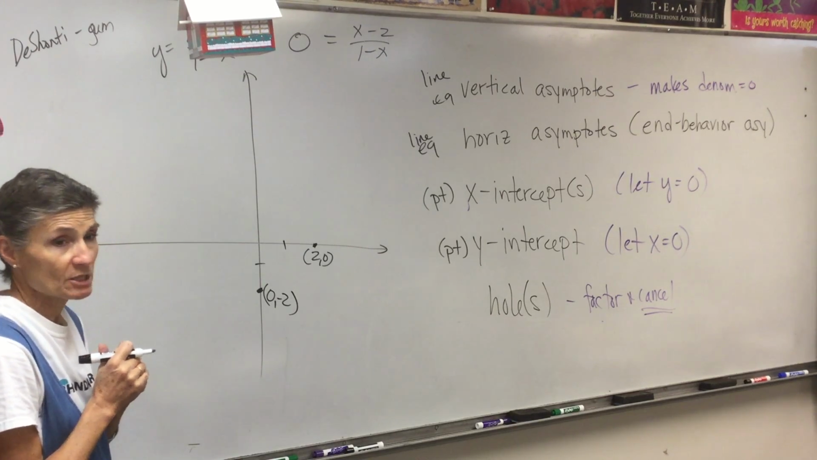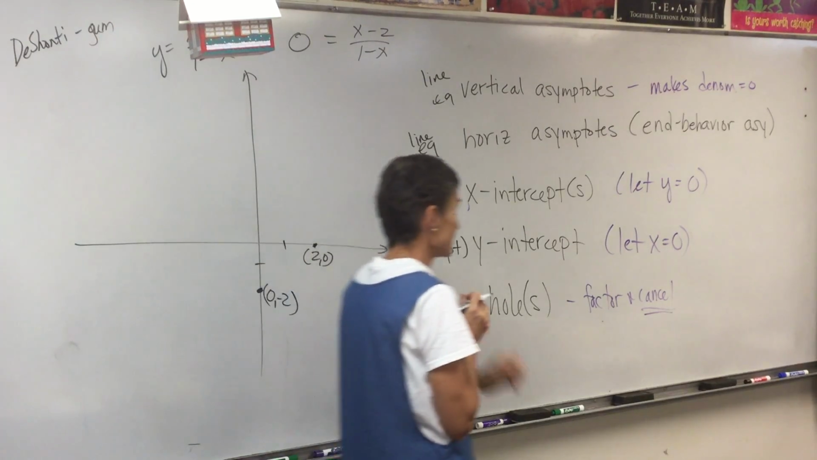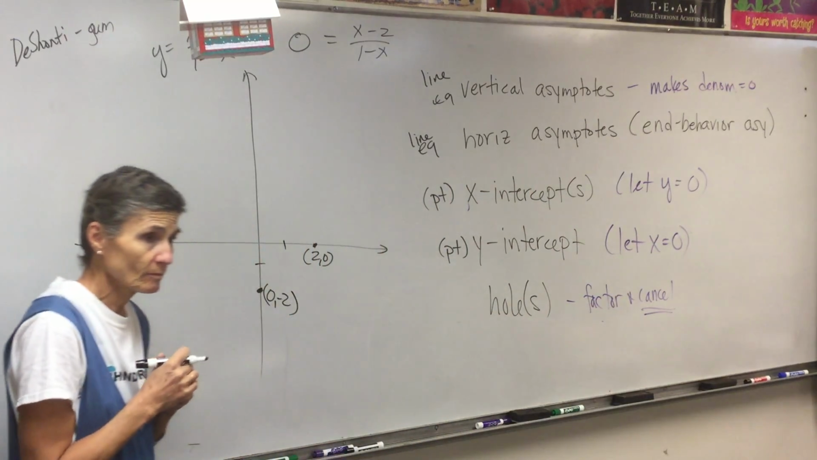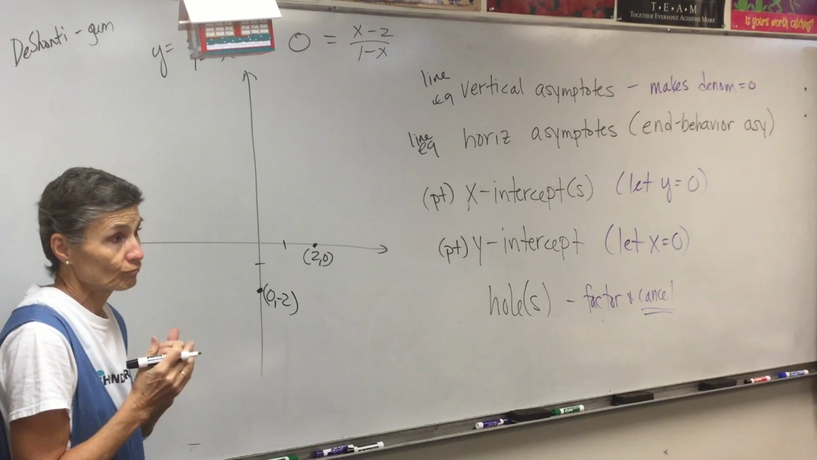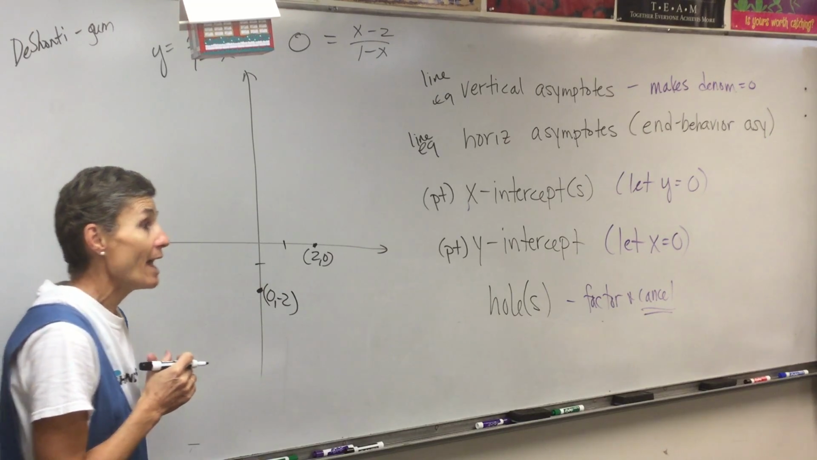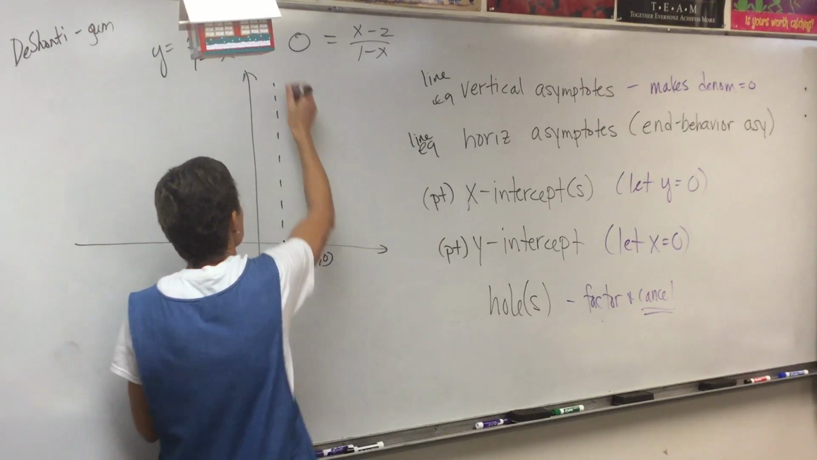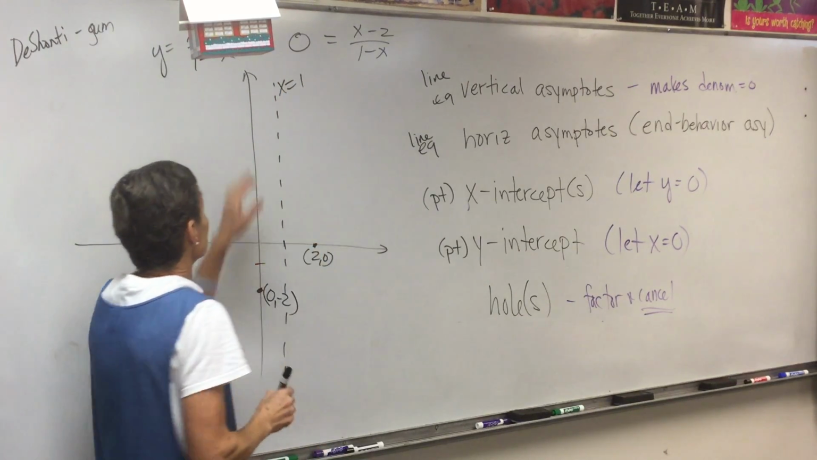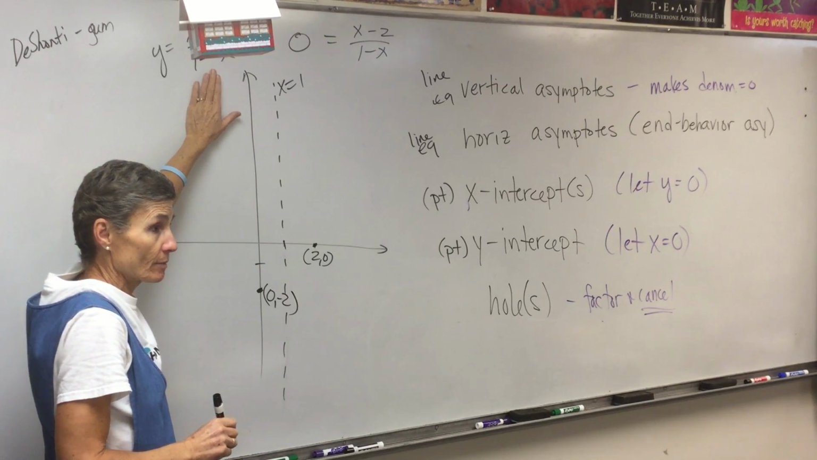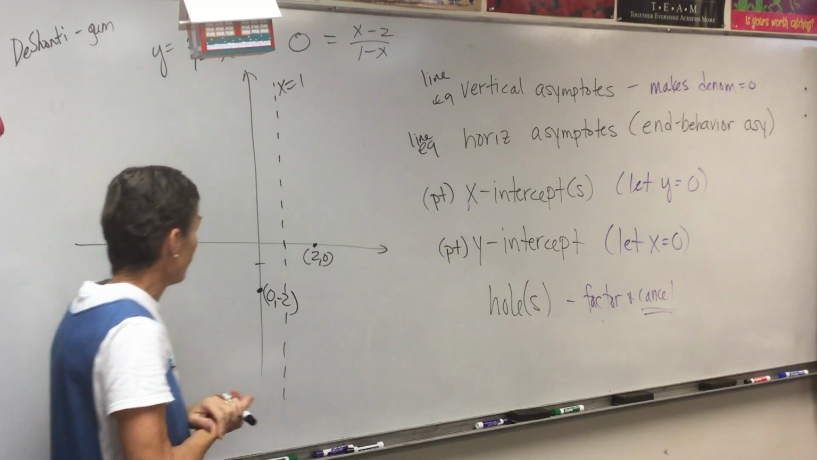No holes. This is another example, no holes. Remember, the only way you can get holes is if you can cancel. There's nothing here that cancels. Okay. Asymptotes. X equals 1 is your vertical asymptote. Kids, now look, if you put a 1 in for X, wouldn't that be 0? And it's not allowed to be 0, so you have a vertical asymptote at 1. Good.